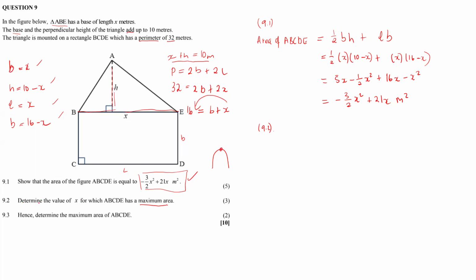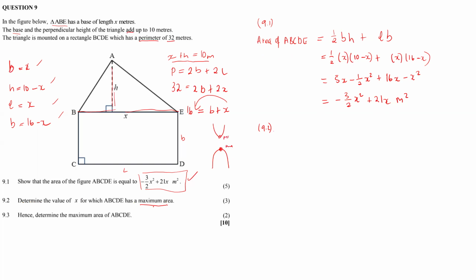The reason why they say to you, determine the value of x for which this will be maximum, is because the equation that we got for area is a parabolic function that has a maximum point. If the value of a here was positive, then our graph will be like this. That means we have the minimum point. We no longer have the maximum. This is the minimum and this is the maximum.